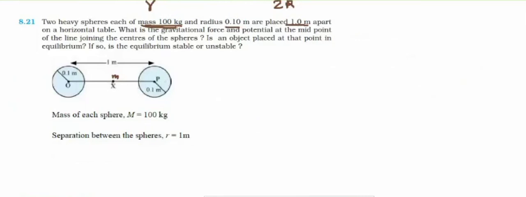Therefore, what is the force? Net force at the point X is 0, because attraction due to both the spheres on either side will be equal. So net force is 0. Then next, gravitational potential at the midpoint.